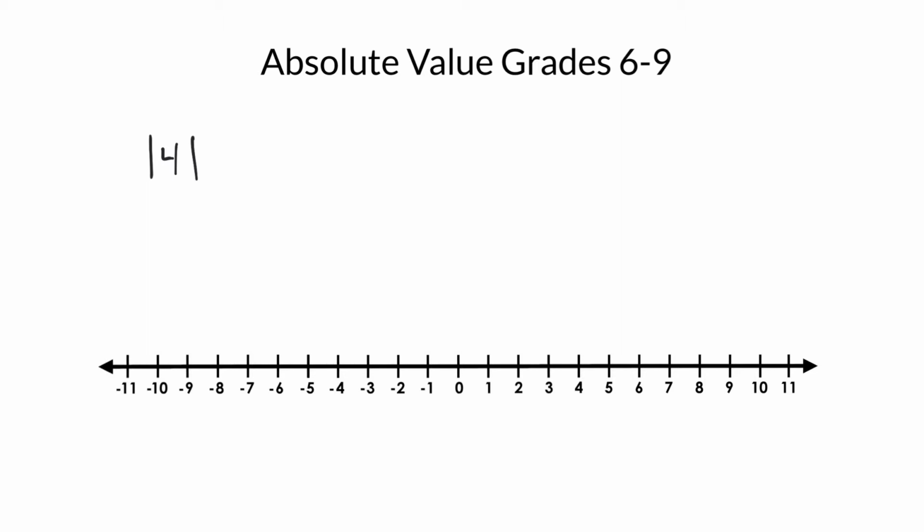So this right here, these bars are the absolute value bars. And this very thing means the absolute value of 4. Now, so I wrote here, this is literally what that means, the absolute value of 4. And so this would be the absolute value of -4.